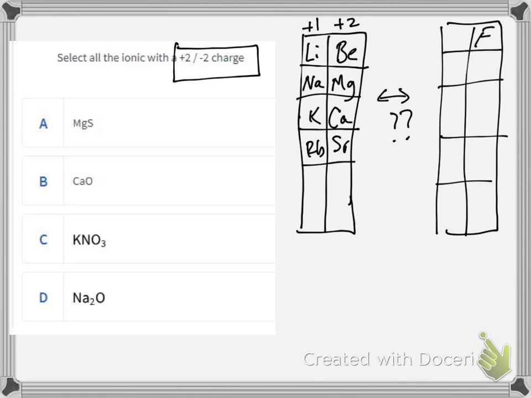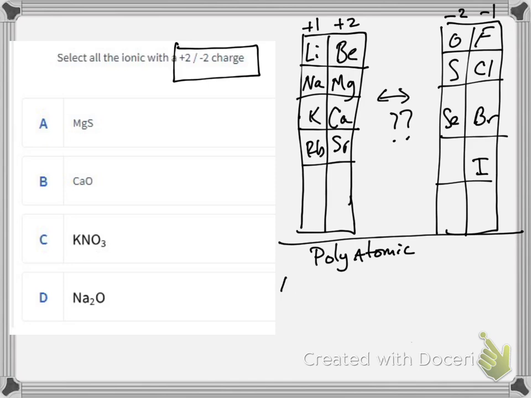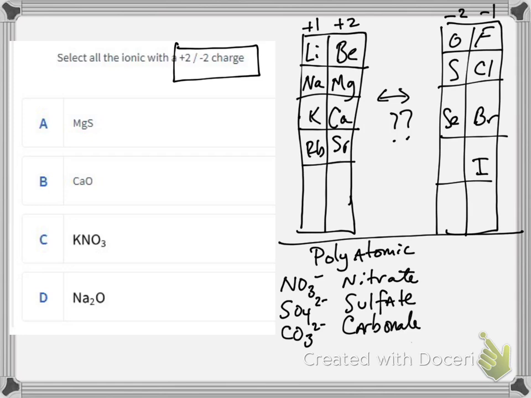So these are the common cations and anions that you're expected to know: +1, +2, -1, and -2. And then we have our polyatomics that you're expected to know. Nitrate is -1, sulfate is SO4 2-, carbonate, CO3 2-, phosphate, PO4 3-, and hydroxide, OH-. Okay, so those are the ones we're supposed to know.